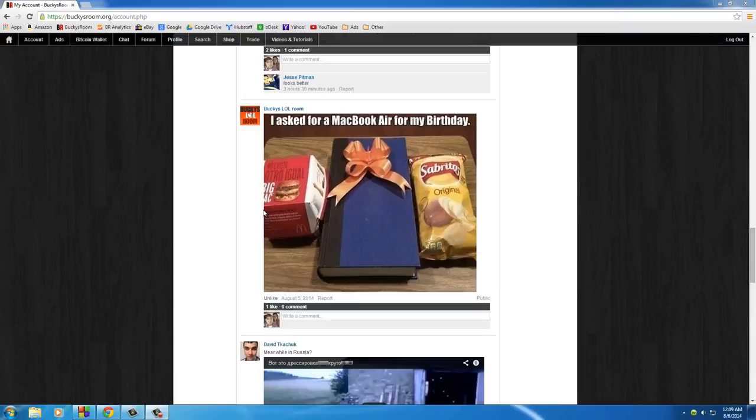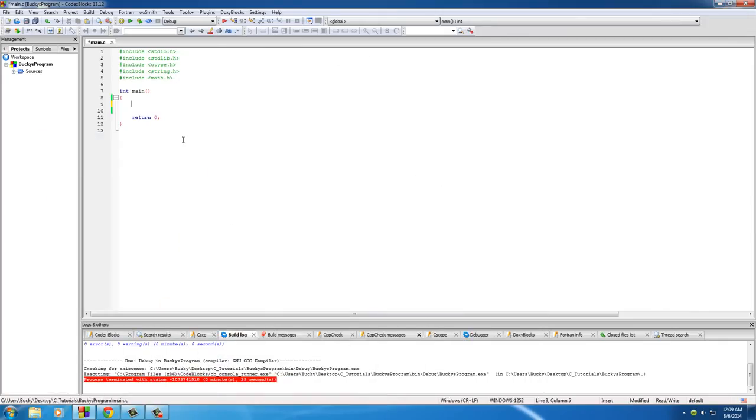However, before I do, I want to show you guys what someone posted on Bucky's room real quick. For some reason, I thought this was probably more funny than it actually is. Probably because it has a cheeseburger in it, and I think cheeseburgers are hilarious. What I said, I asked for a MacBook Air for my birthday, and they posted a picture of a Big Mac, a book, and a bag of chips, which is mostly air, as you know. Ugh, cheeseburgers get me every time.